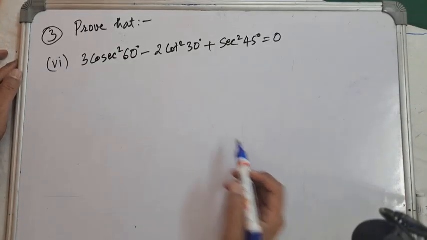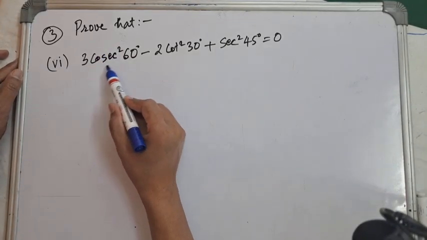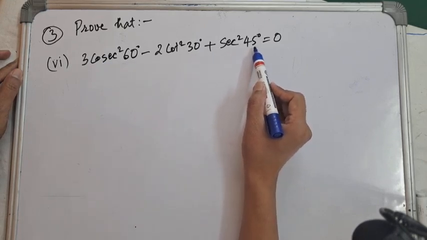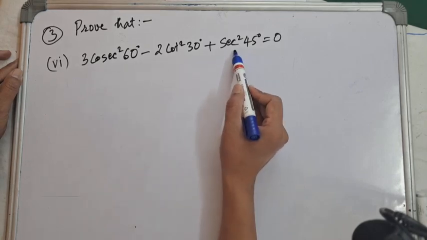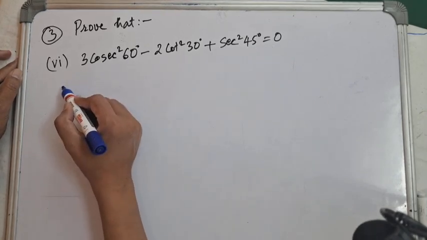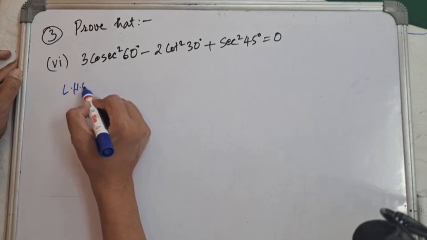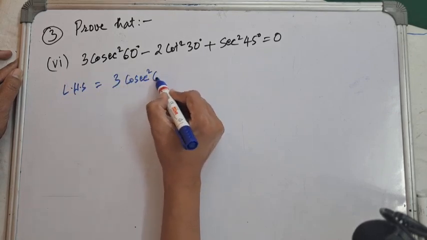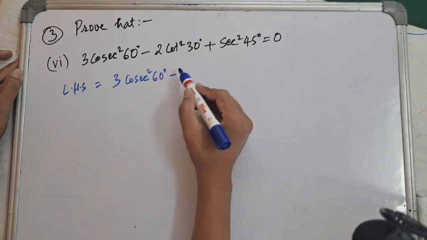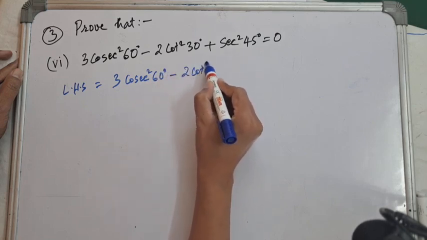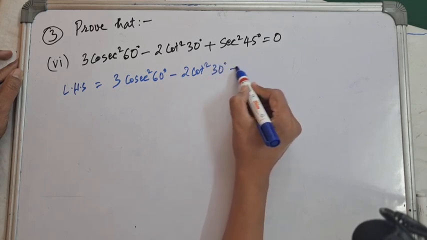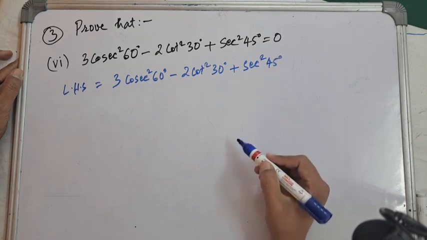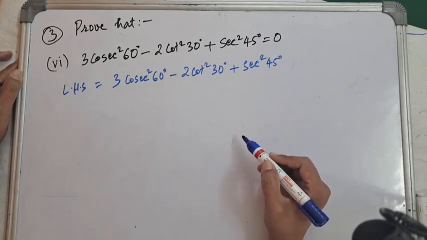Okay, now let us do question number 6 of 3. Prove that 3 cosec square 60 degree minus 2 cot square 30 degree plus sec square 45 degree equal to 0. So I'm going to use this and prove this equal to 0. Okay, so let's copy the left hand side of this equation. LHS equal to 3 cosec square 60 degree minus 2 cot square 30 degree plus sec square 45 degree, isn't it? This is what we have in the left hand side.